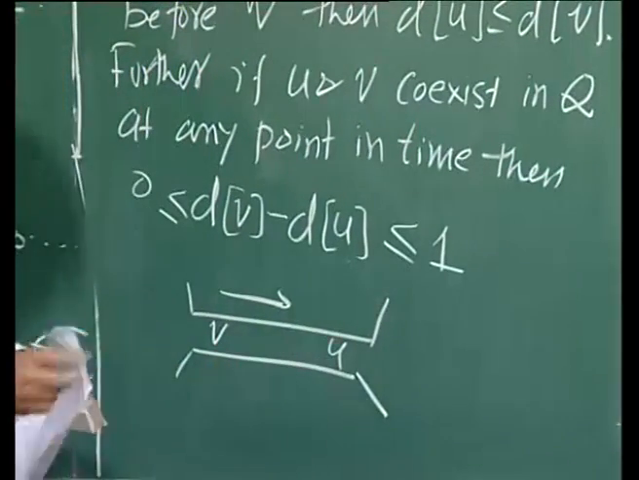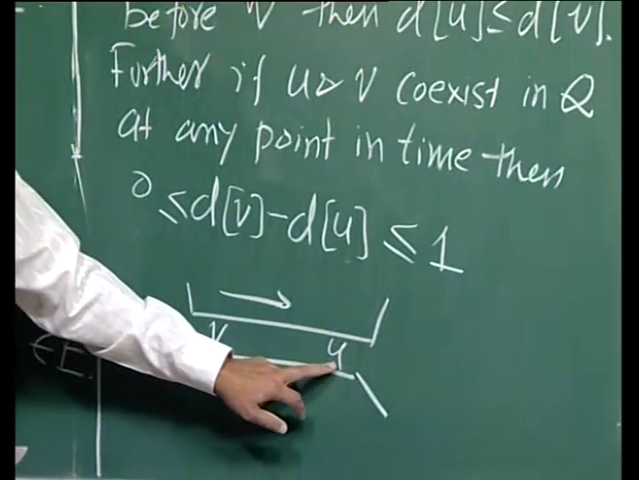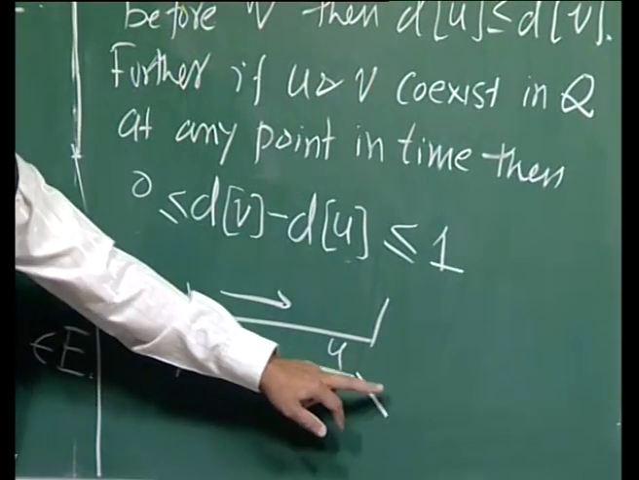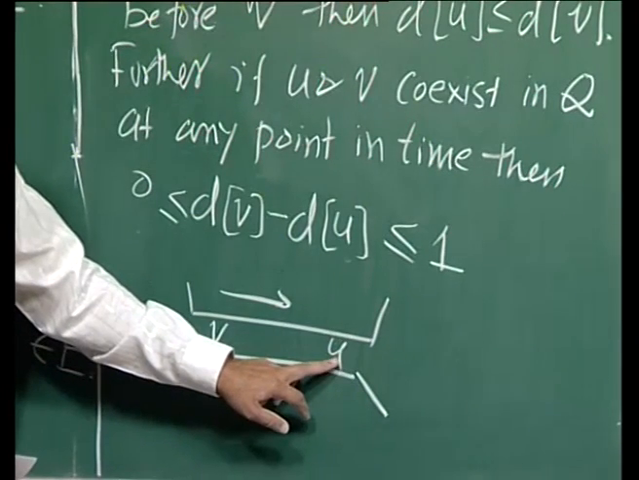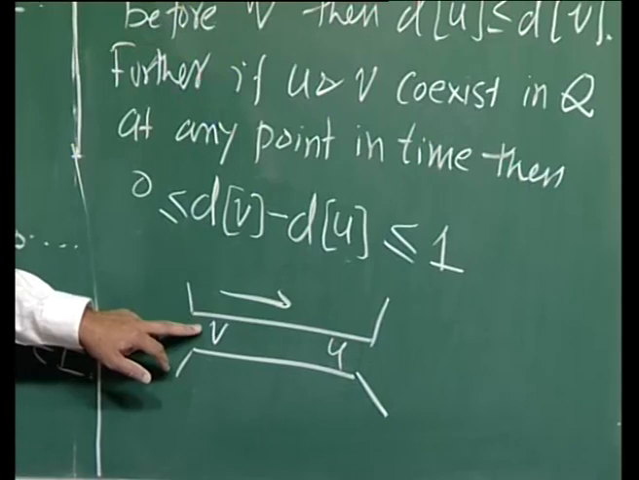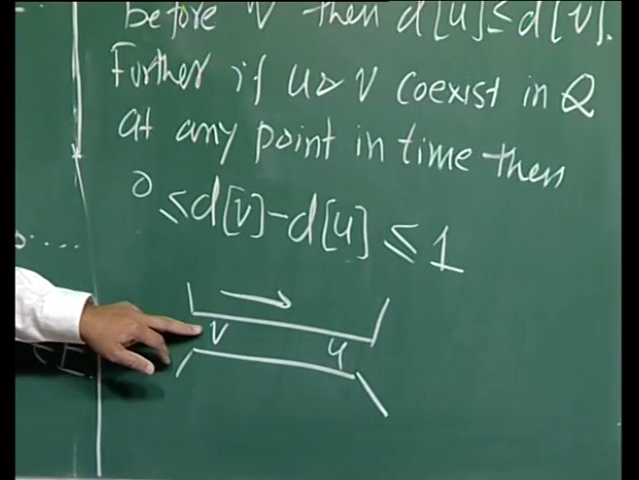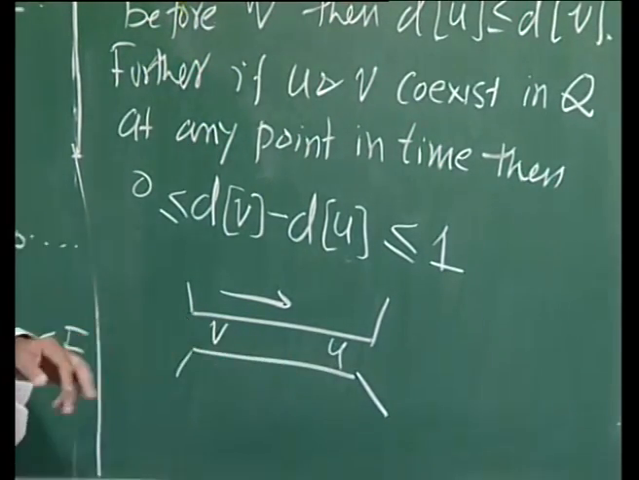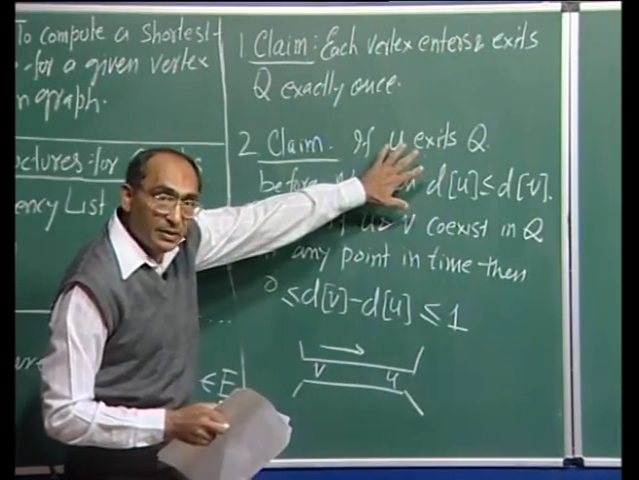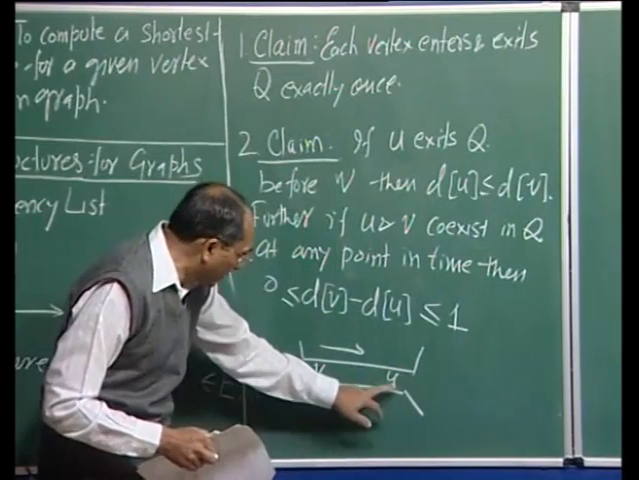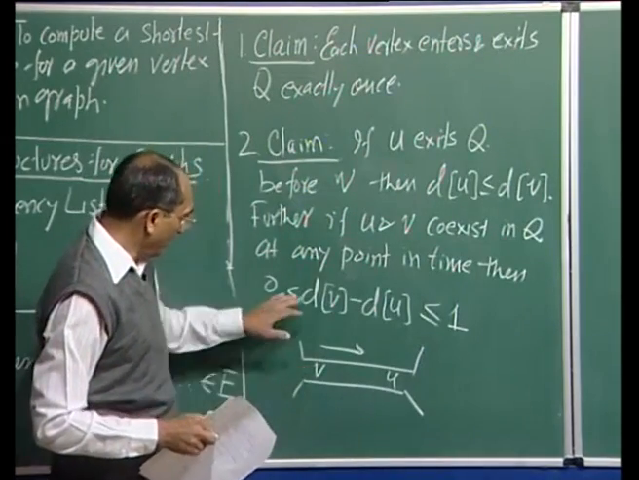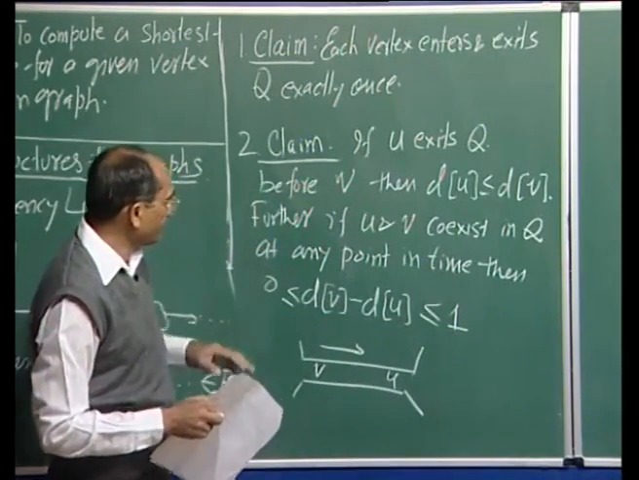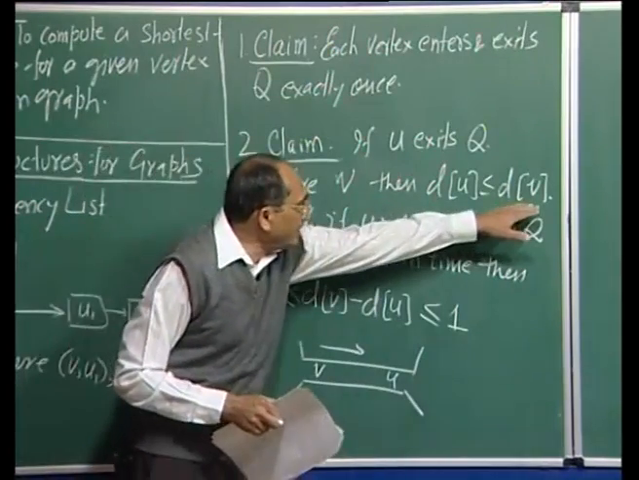Then when we are going to expand, its children will enter here, and their d value will be the d value of U plus 1. So the next vertices will have d values 1 more than the d value of U. And if we believe the first part, then the d value of V must be between the d value of U and 1 plus d value of U. So that will guarantee the second part.